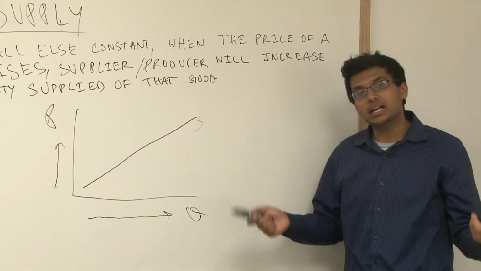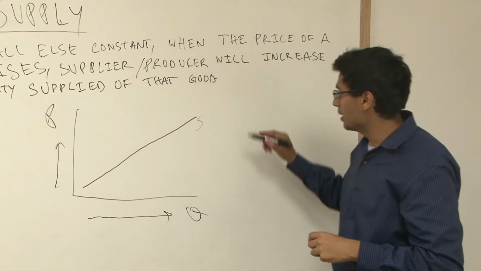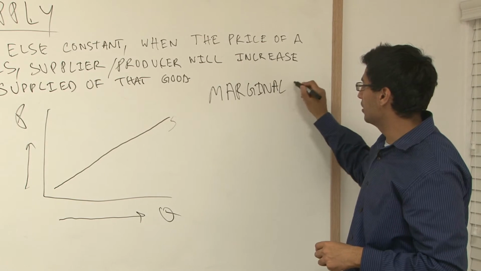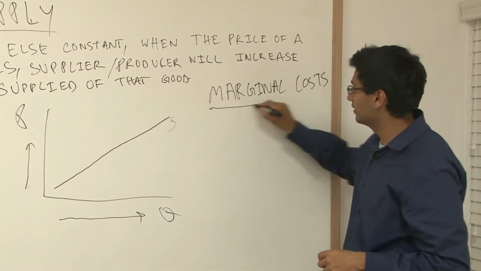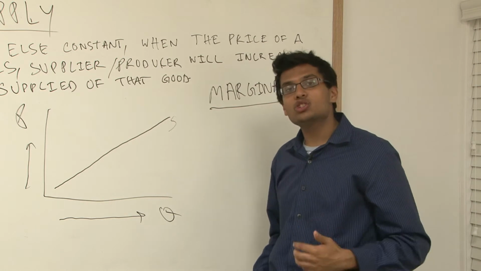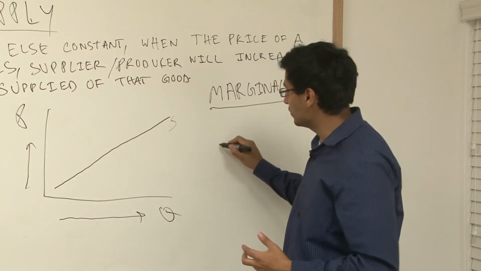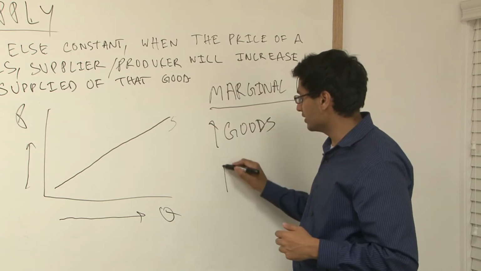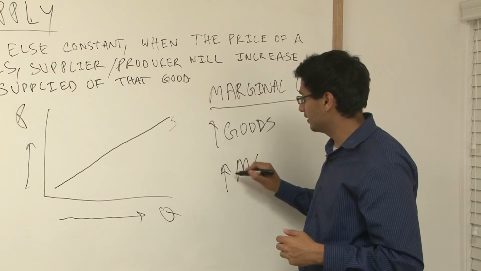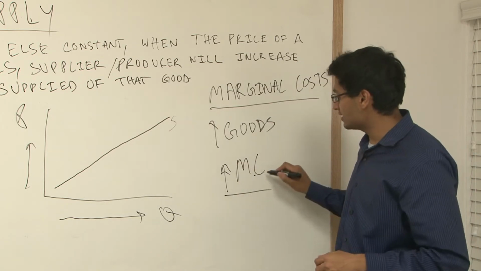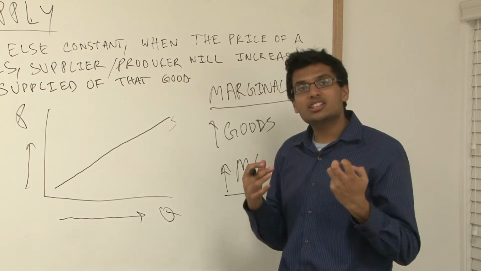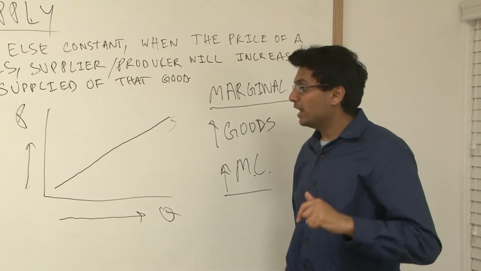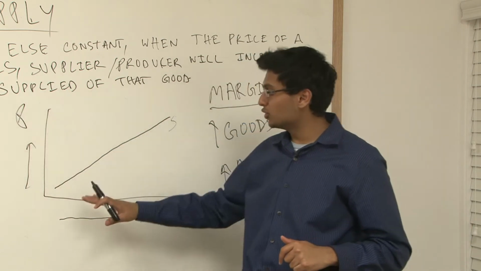Why is that? Because understand that we talked about something called marginal costs. You guys remember in the foundational class we talked about marginal costs. Understand that as you increase the number of goods that you produce, your marginal costs are going to increase. MC stands for marginal costs. So as my marginal costs increase, it costs more and more for that producer to increase the quantity supplied. So he needs that price to be higher to produce more.